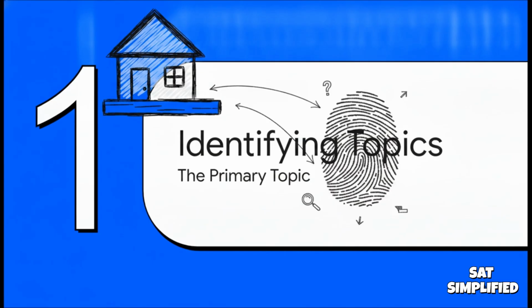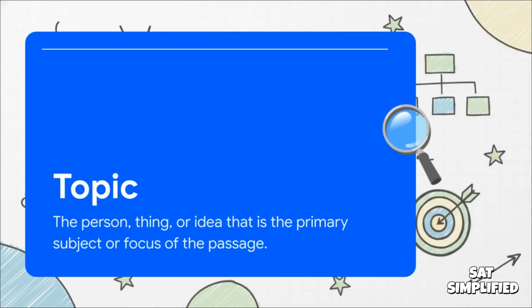Let's kick things off with Section 1, Identifying the Primary Topic. To build a strong house, you really have to start at the foundation. And in reading comprehension, that means establishing that every single passage has a basic, identifiable structural fingerprint, which is the primary topic. The topic is simply the person, thing, or idea that is the main focus of the passage. Literally, it's just the word or phrase that pops up the most.